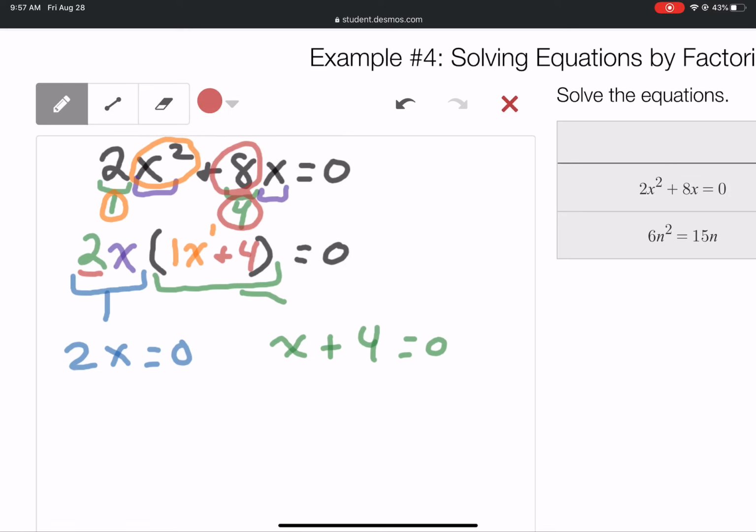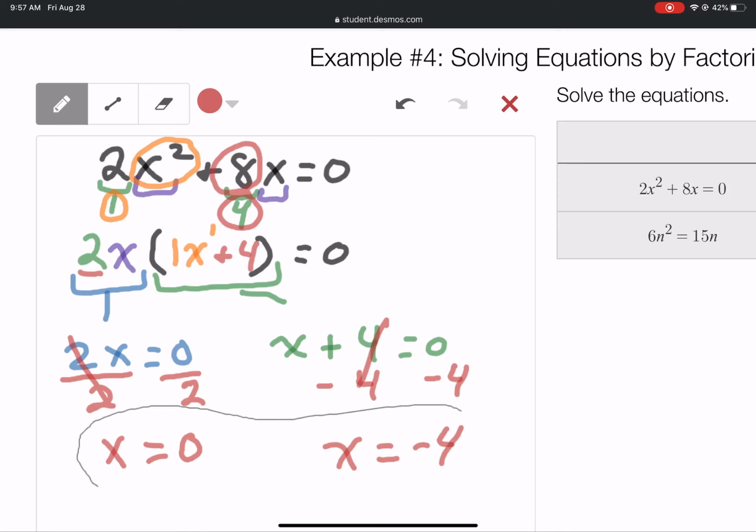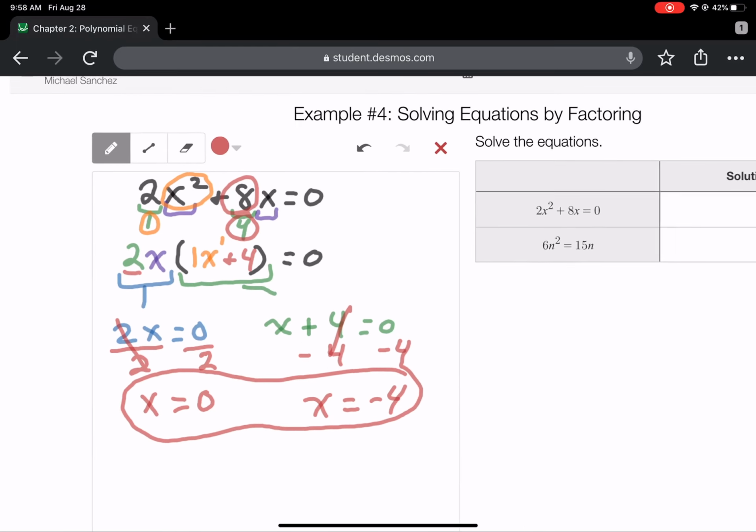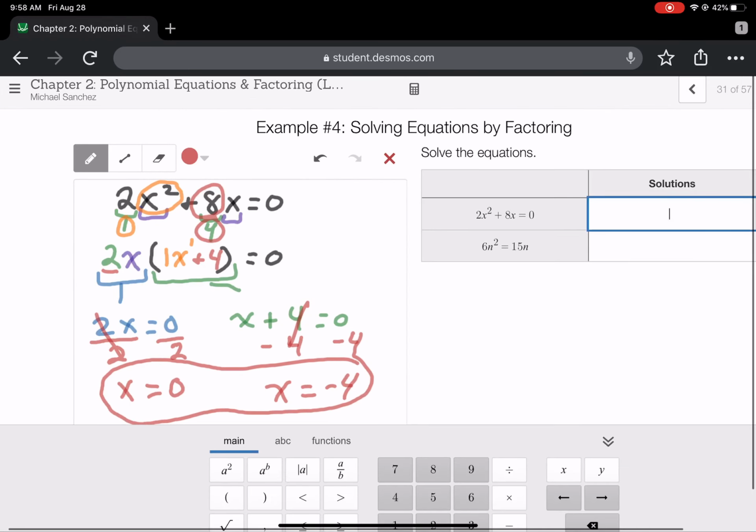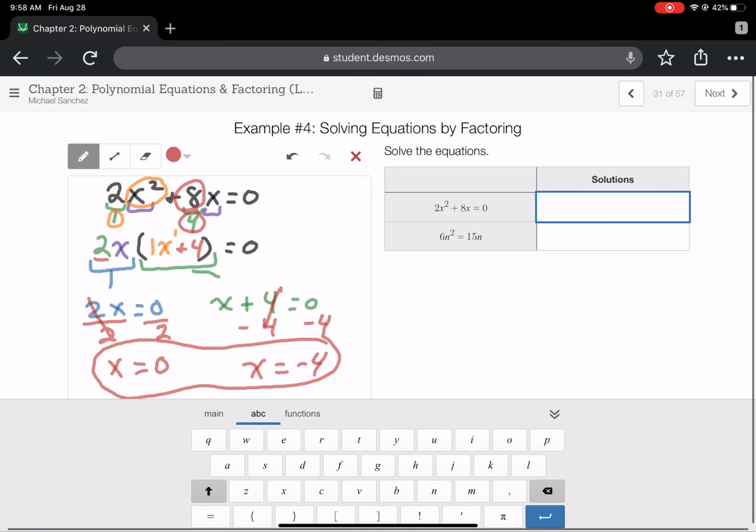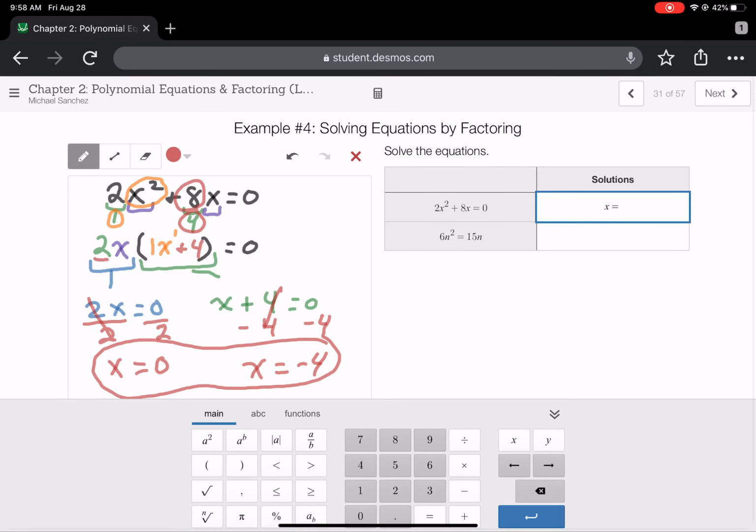Okay, then I solve each individual one. So I divide this by 2. Divide by 2. Boom. X is equal to 0. 0 divided by 2 is 0. To solve the one on the right, I need to subtract 4 from both sides. So then I get x is equal to -4. And these are the two solutions to our polynomial equation. So solutions are x equals 0 and -4.